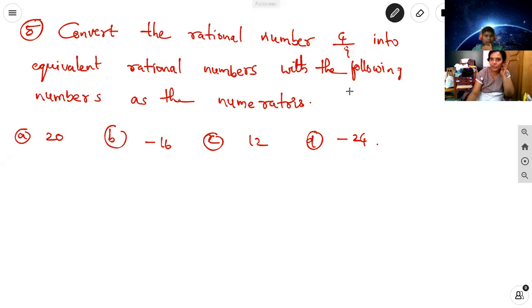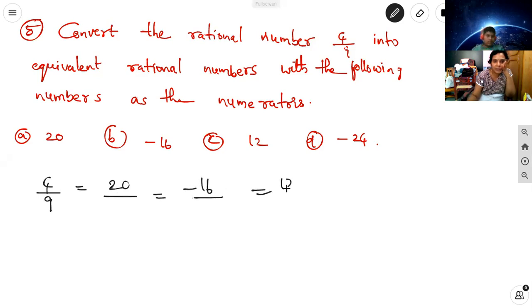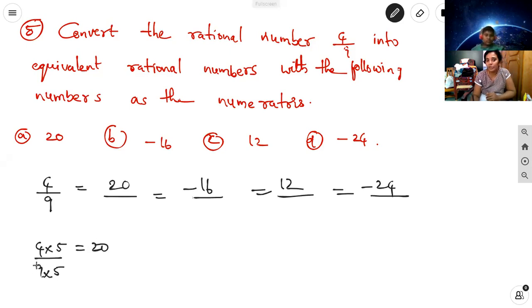Convert the rational number 4 by 9 into equivalent rational numbers with the following numerators: 20 by something, minus 16 by, 12 by, minus 24 by. Now you check it. 4 how much are 20? 4 5s are 20. The denominator 9 is also multiplied with 5. 9 5s are 45.